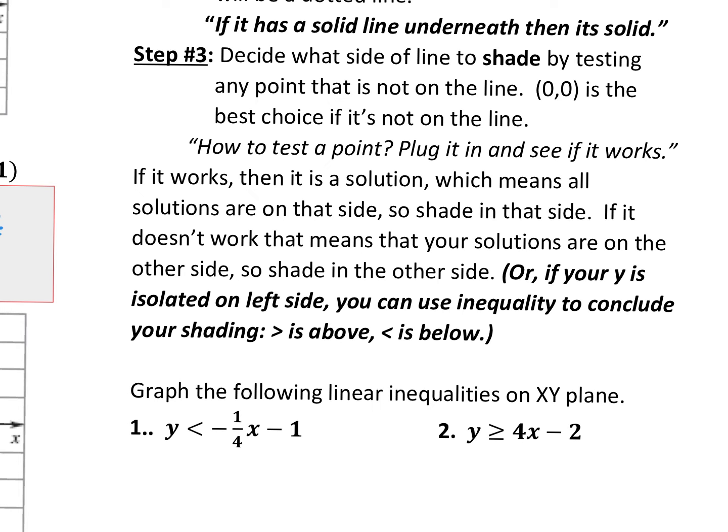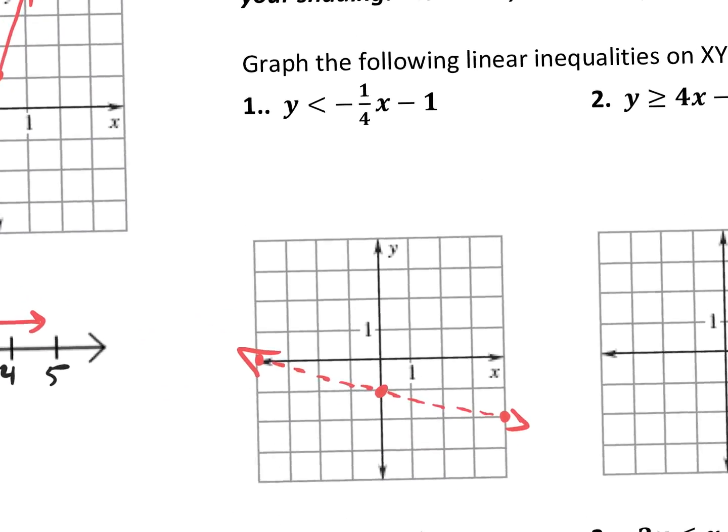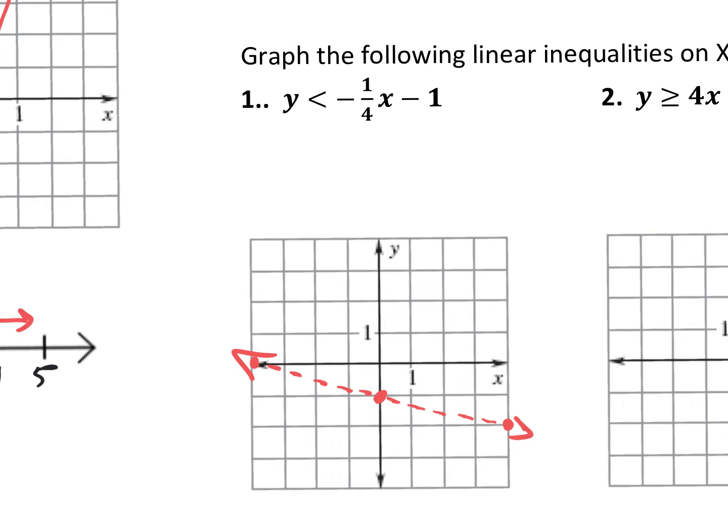You test a point like 0, 0, okay? So if you test the point 0, 0, which is clearly above that red dotted line, that means plug a 0 here and a 0 there, it will read 0 is less than -1/4 times 0 minus 1, which is really 0 is less than, that's 0, right? Anything times 0 is 0, minus 1 will be a -1. Is 0 less than -1? Is 0 less than a negative number? No, false. 0 is greater than a negative number. So this is not an answer.